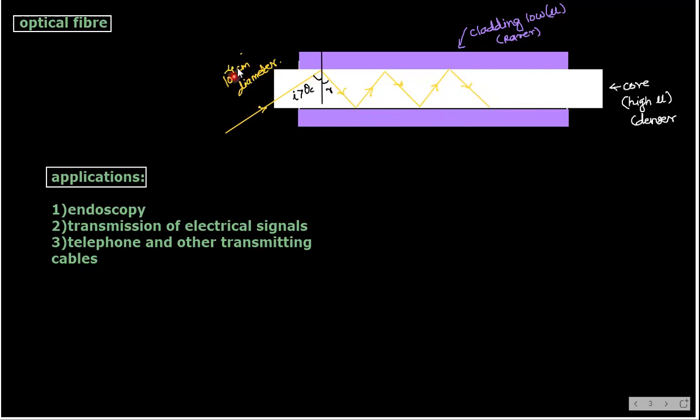Okay. So the tube has a diameter of around 10 power minus 4 centimeter. And what are the applications of this optical fiber, or where are we using this? Endoscopy, then transmission of electrical signals, then telephone and other transmitting cables, internet and all, right? So this is your optical fiber, and it is totally working on total internal reflection. Okay, pause the video, note down the notes.